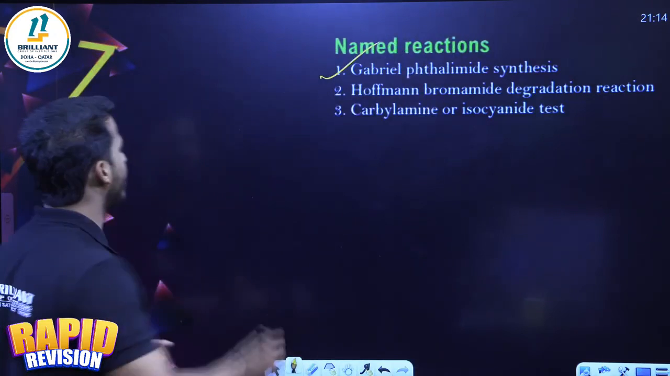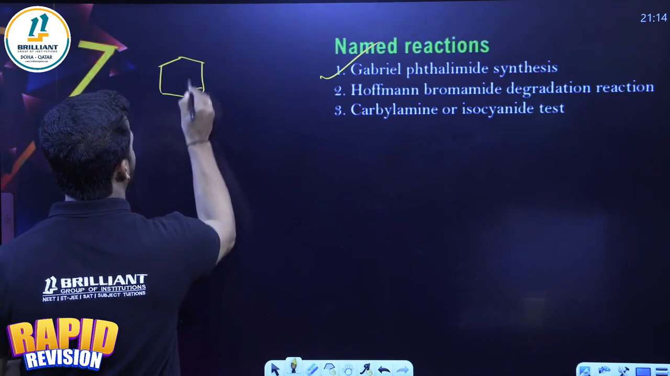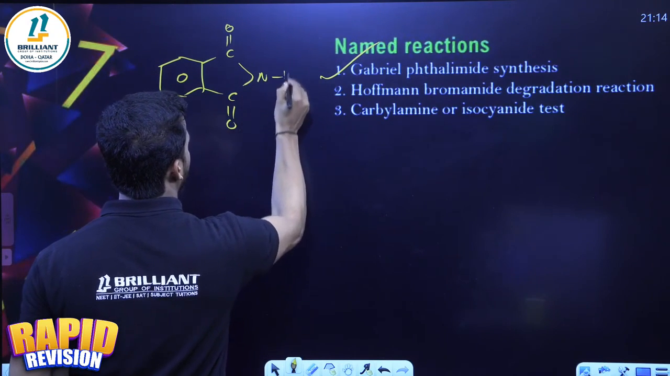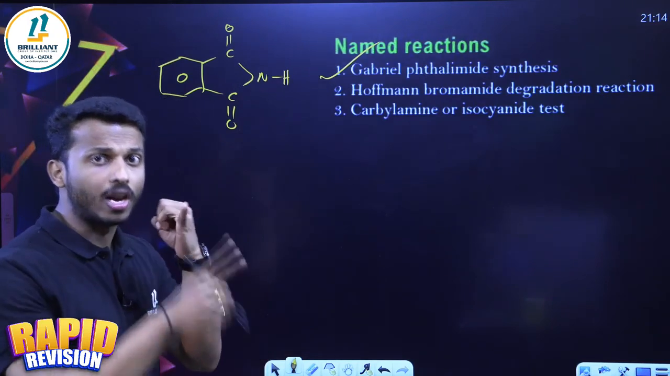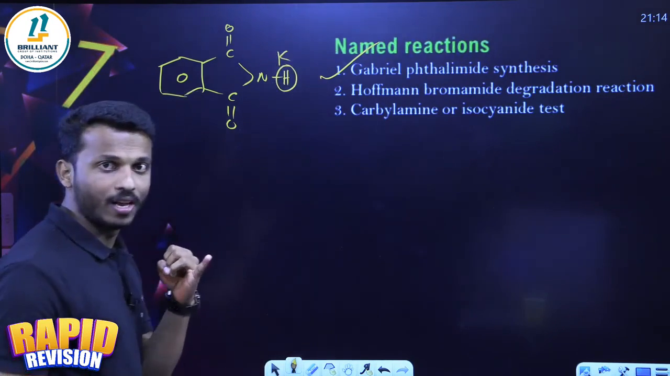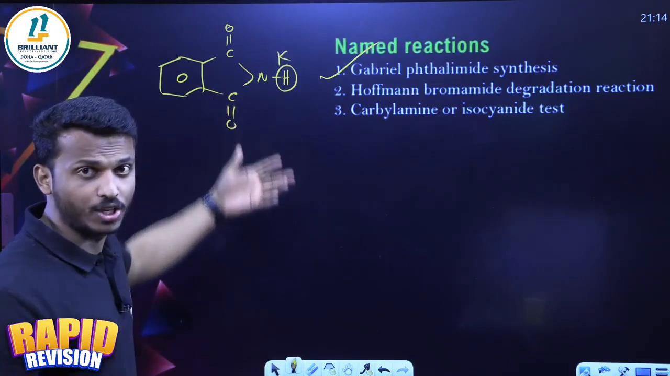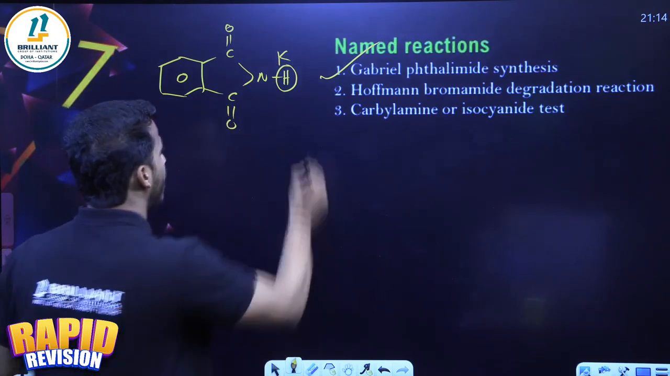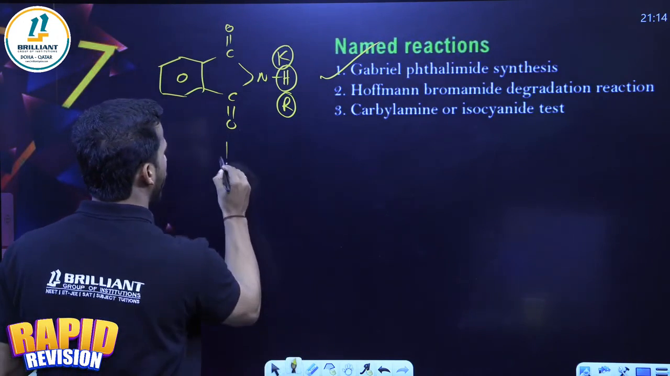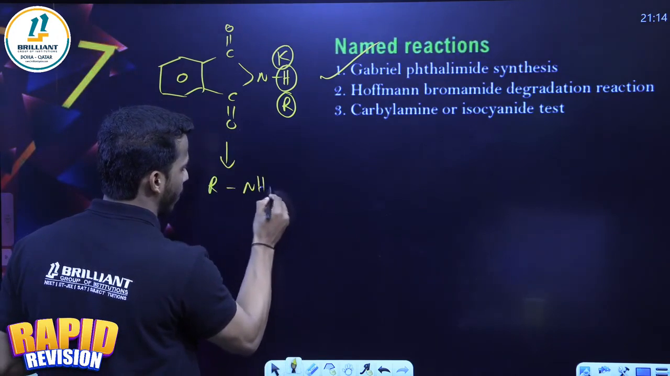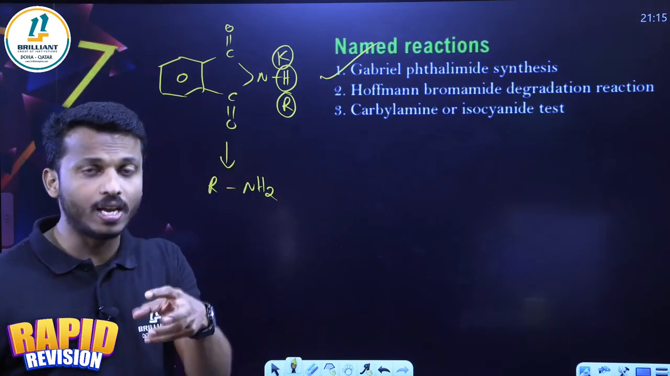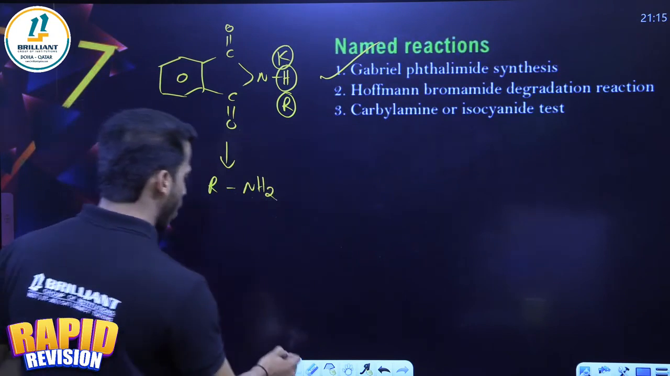Next one, named reactions. You know, Gabriel phthalimide synthesis. What is Gabriel phthalimide synthesis, dear all? It starts with the phthalimide, right? First phthalimide is treated with alcoholic KOH. This H is replaced by potassium. Then we treat with haloalkane. This potassium is replaced by the alkyl group. Finally, we treat with NaOH. What will you get, dear all? Primary amine we can prepare. Dear all, Gabriel phthalimide synthesis is a preparation of primary amine from phthalimide.